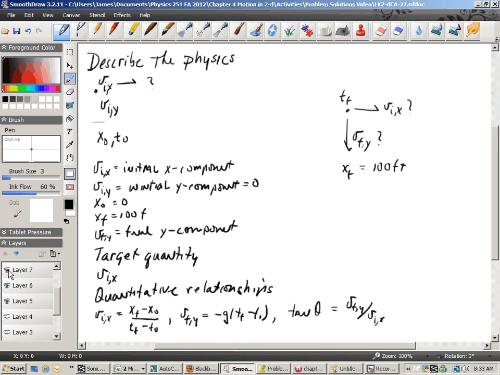What are the quantitative relationships we have involved? Well, we know that the average velocity, vix, is also the instantaneous velocity that doesn't change. So we can write that down as the ratio of the change in position to the change in time. We also know that vfy, the final velocity in the y direction, is governed by the acceleration due to the force of gravity, g, and that same change in time, tf minus ti. And we can obtain the tangent of the angle theta by knowing the components of the velocity. That is the ratio of the final y velocity to the final x velocity, or initial x velocity, which is the same.